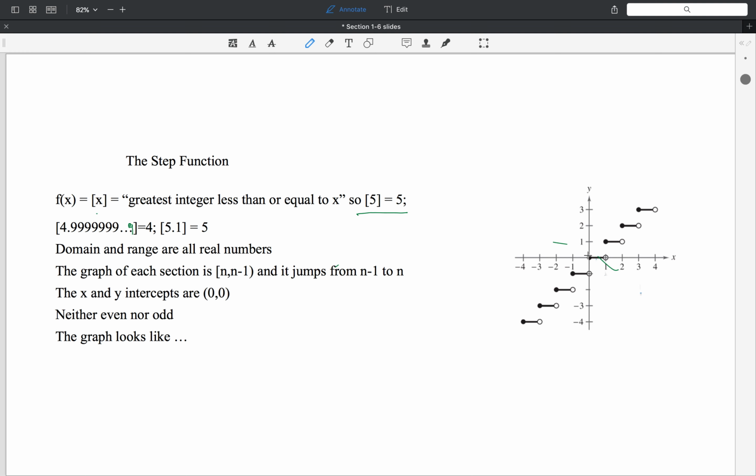The x and y intercepts, again, are 0, 0, just to point that out. The graph of each section jumps, and it never increases because you notice these points aren't connected. Notice that this point is part of the graph, but the endpoint over here is not. That's actually the point up here. It's neither even nor odd, and this is what the graph looks like. So it's constant, even though it does increase, sort of, if you look at it that way. There's no interval in which it increases, so it's just a constant function in different pieces. Okay. It's neither increasing nor decreasing.